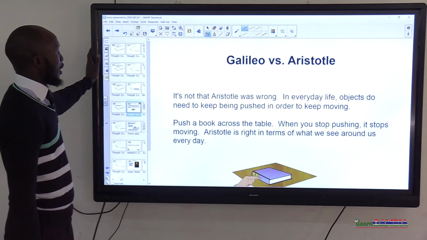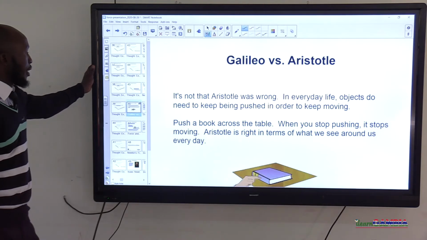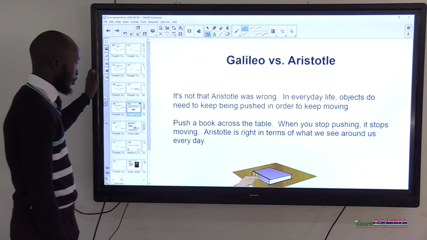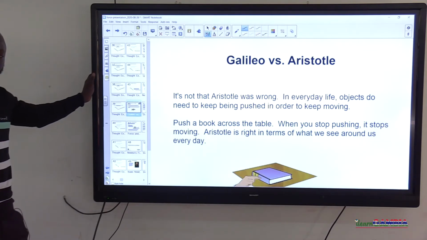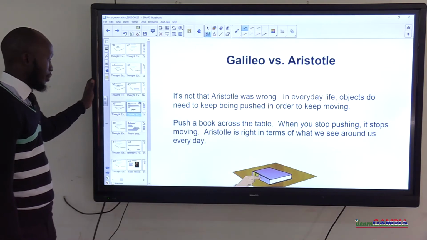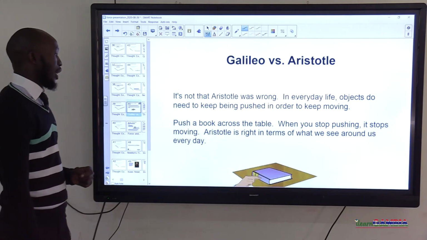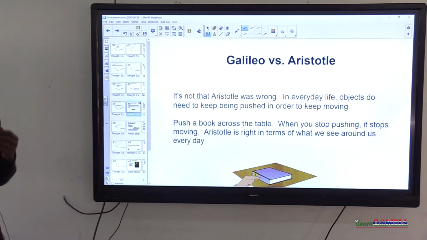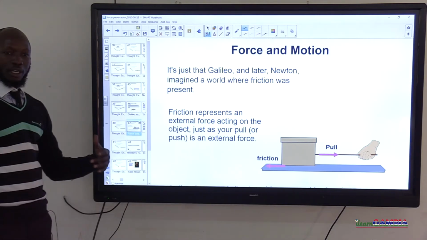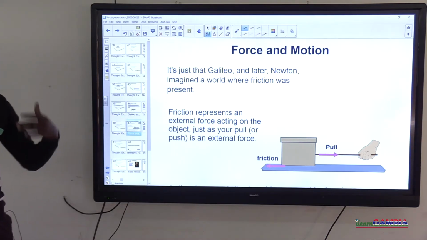It's not that Aristotle was wrong. In everyday life, objects do need to keep being pushed in order to keep moving. Push a book across the table. When you stop pushing, it stops, obviously, which confirms Aristotle's point. Aristotle is right in terms of what we see around us every day. It's just that Galileo and of course Newton now begin to imagine a world where friction was not present.